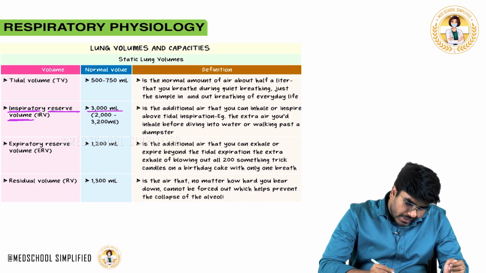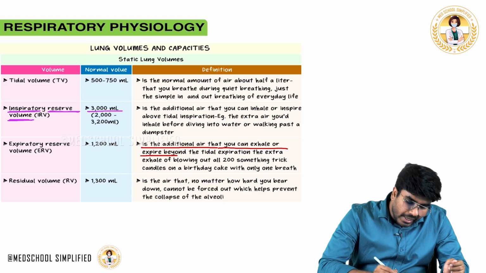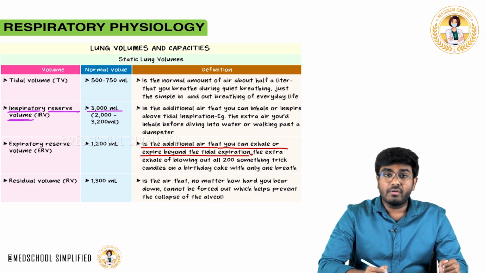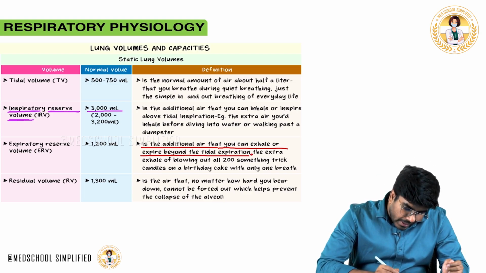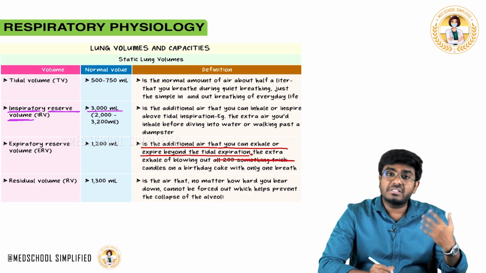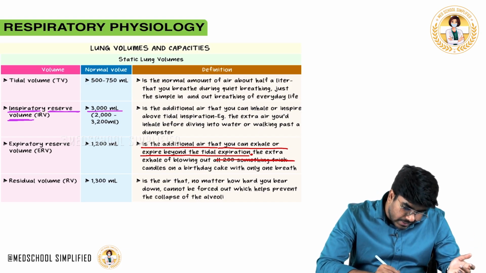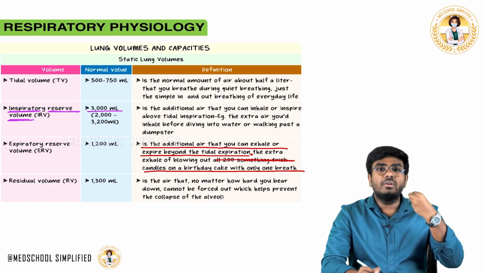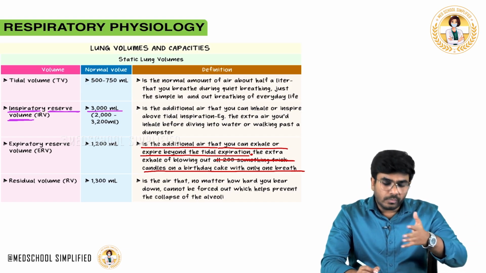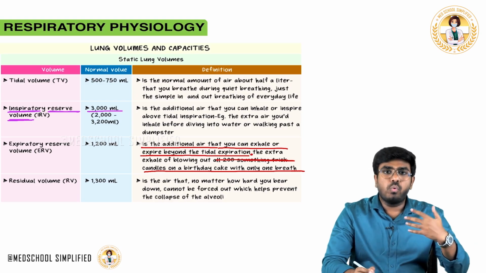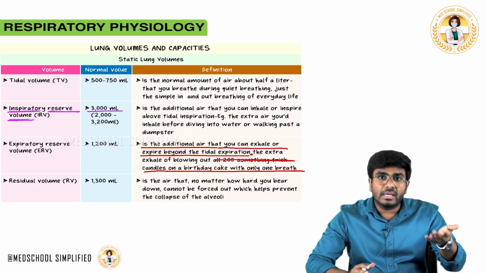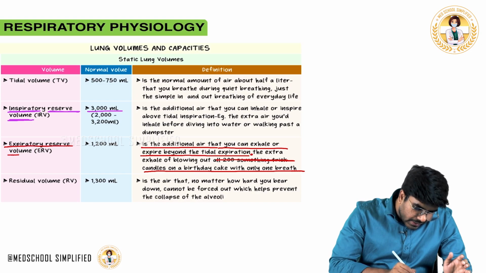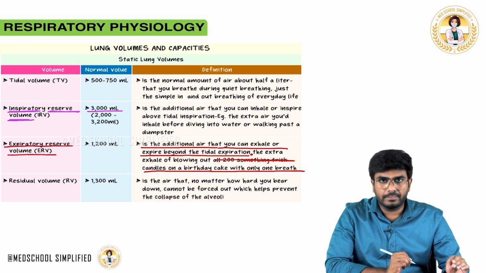Expiratory reserve volume is the additional air that you can exhale or expire beyond the tidal expiration. It's the extra air that you are using to blow out the candles on a birthday cake with only one breath. With one breath you are going to blow out all the candles on the cake, so the extra air you are taking out. So this is the expiratory reserve volume, 1200 ml.